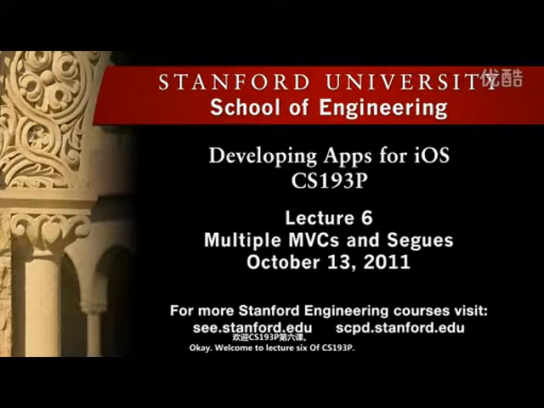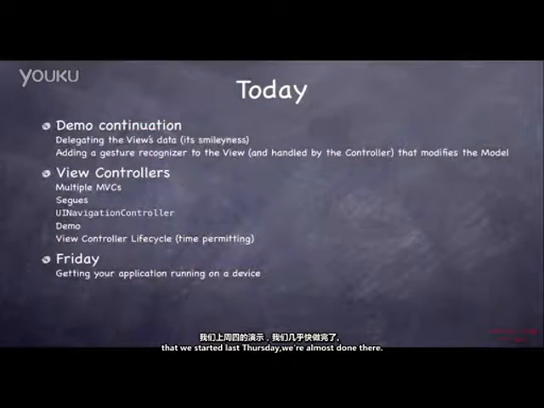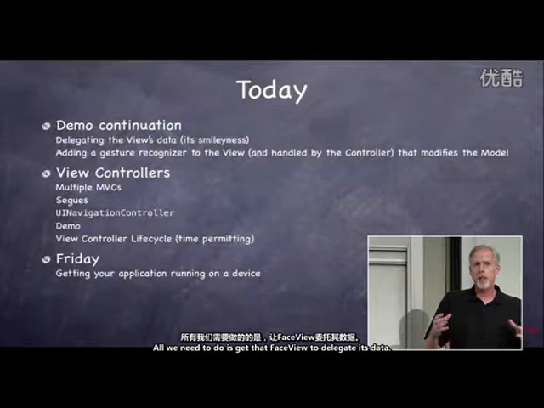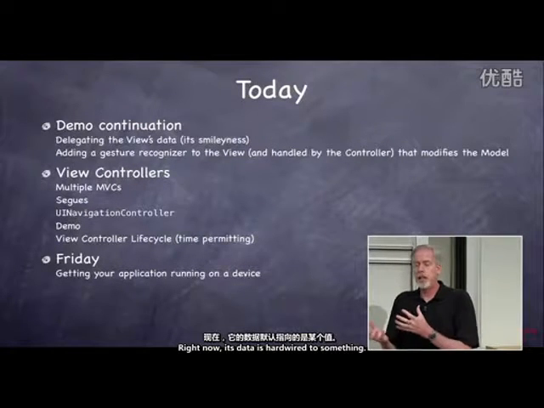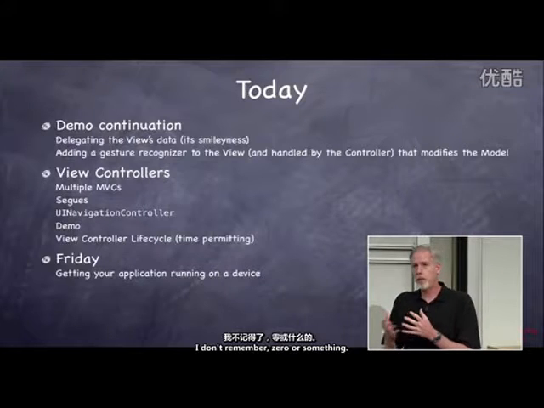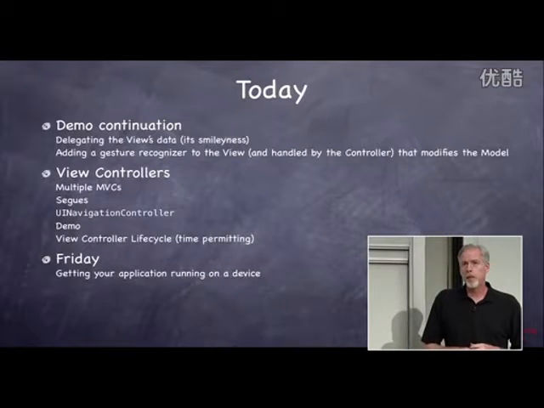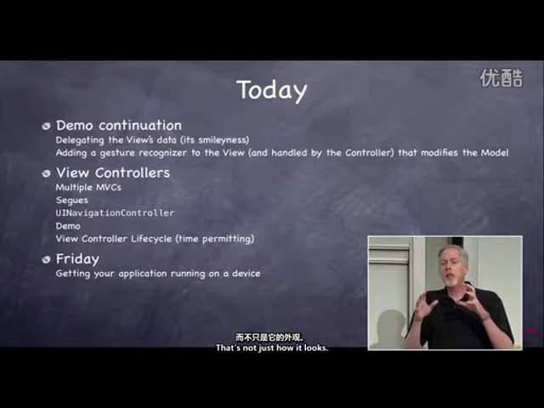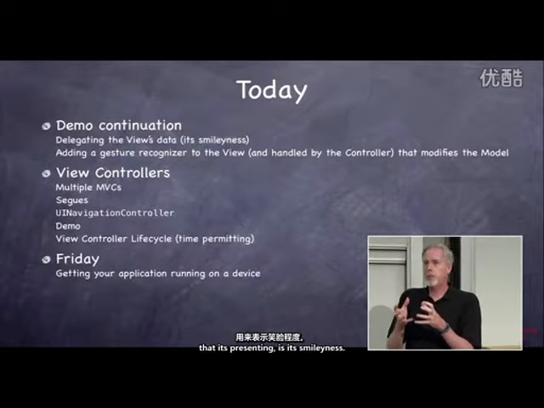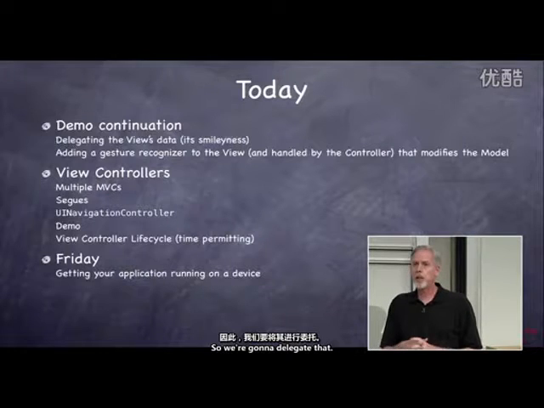Okay, welcome to Lecture 6 of CS193P. So today I'm going to continue the demo that we started last Thursday. We're almost done there. All we need to do is get that face view to delegate its data. Right now its data is hardwired to something, I don't remember, 0 or something. So its smiliness is part of its data. That's not just how it looks, that's actually some of the data that it's presenting is its smiliness. So we're going to delegate that.